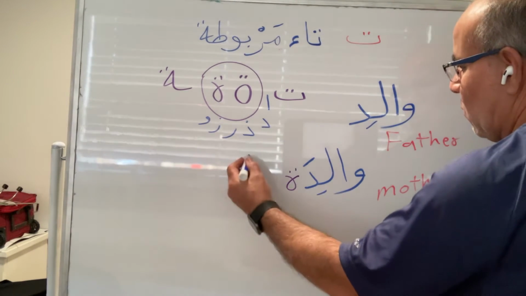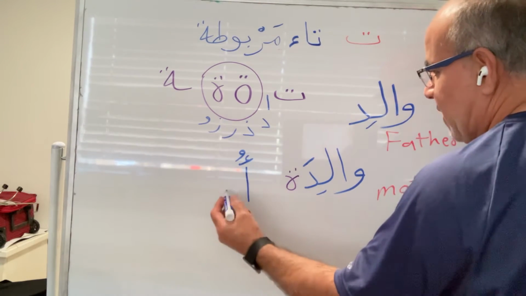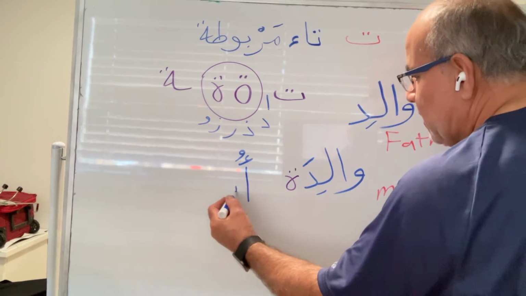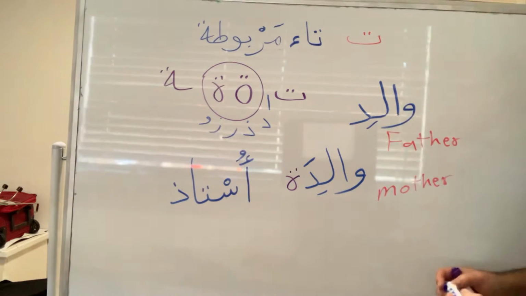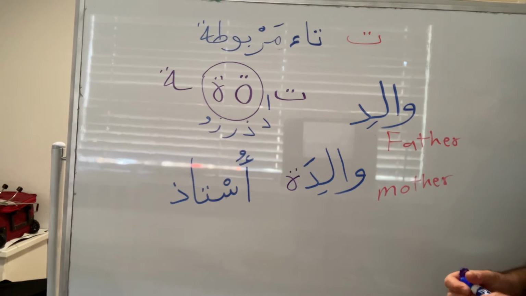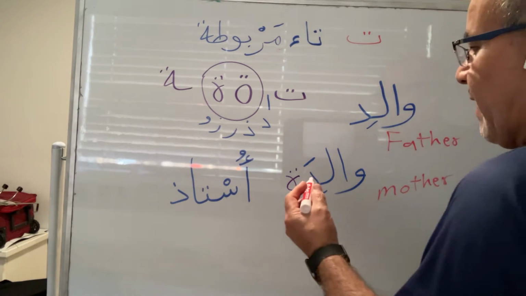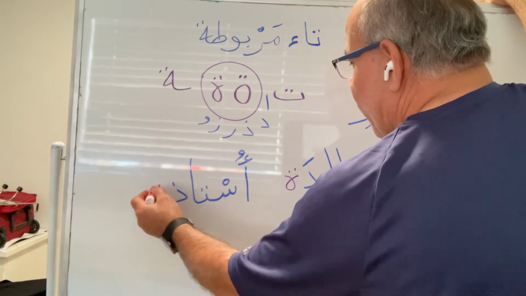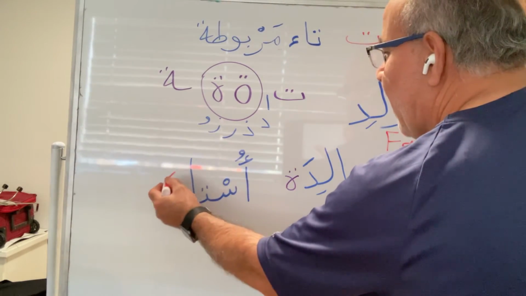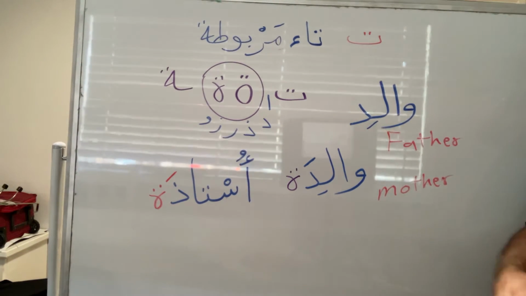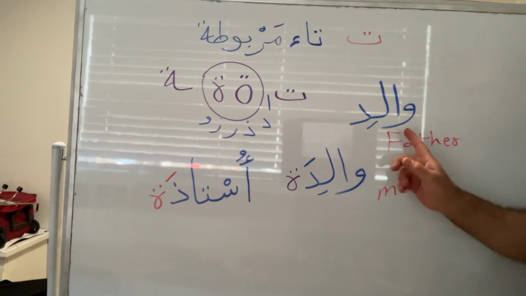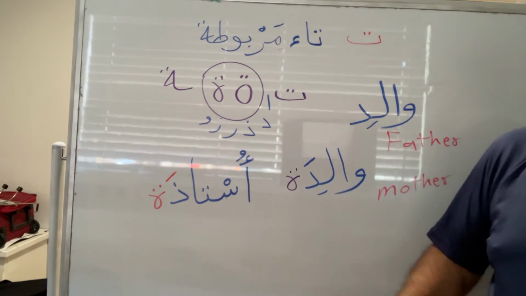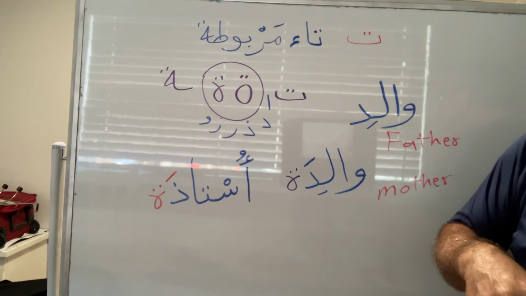Another example. Ustadh, with long a and dhal. Ustadh means a professor. Male professor. For female, just add ta marbuta, and it will be ustadha. So the ta marbuta can be added to the masculine noun to make it feminine. Walid, walida. Ustadh, ustadha. Talib, student, taliba.